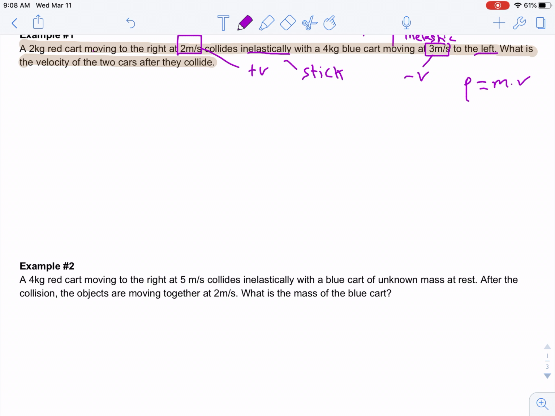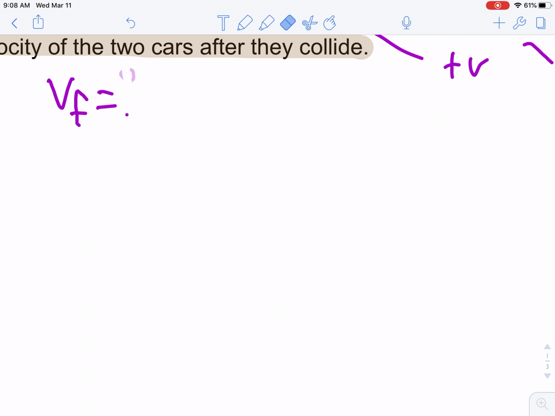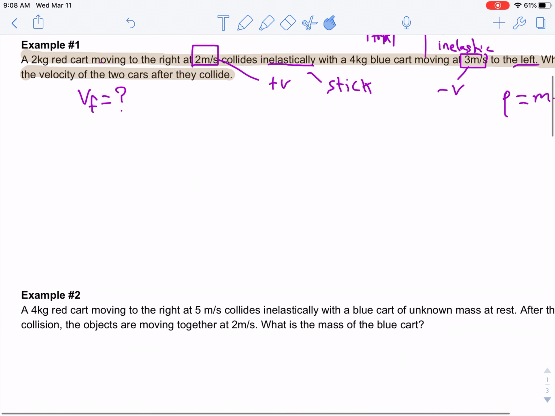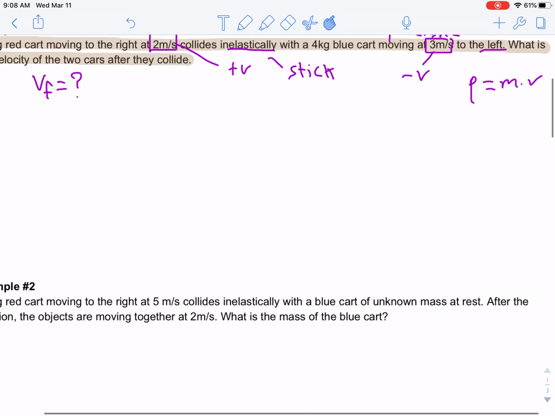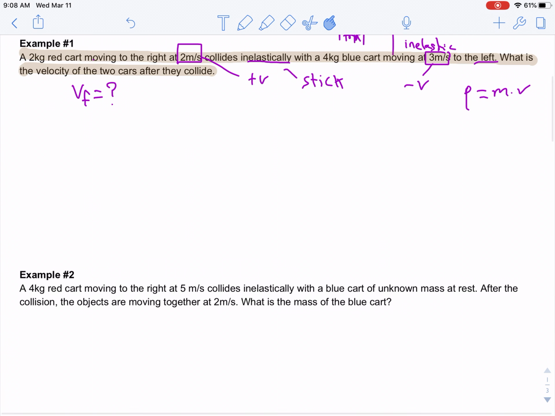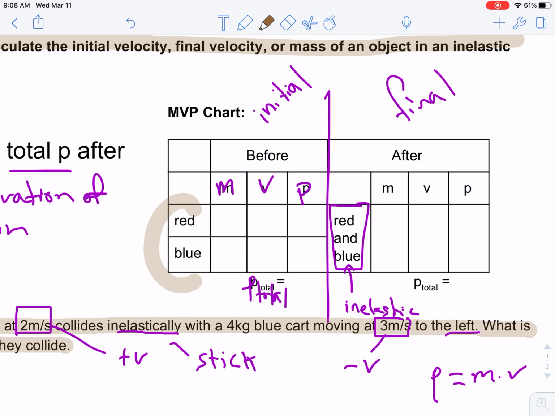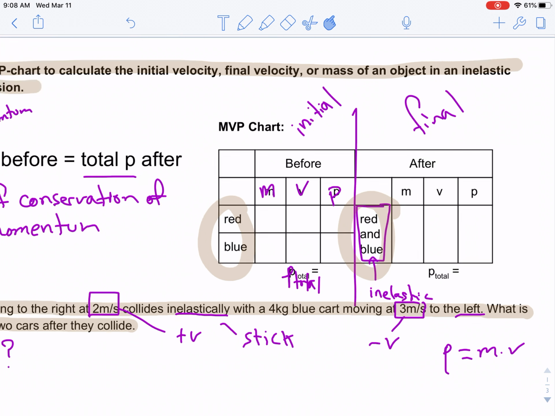So I don't know the final velocity of both of the cars. So that's what I'm trying to find out. So lots of ways to analyze. That's my first step. I'm trying to draw a question mark here. I'm just analyzing the prompt or the question for clues. So the carts start separate and they end stuck together. So I can draw an MVP chart just like this, where the carts start separate and they end together.